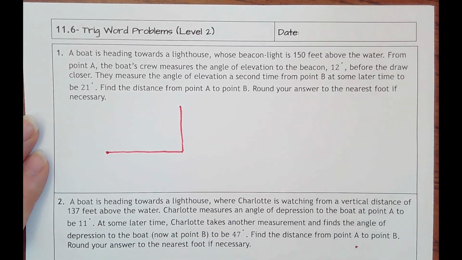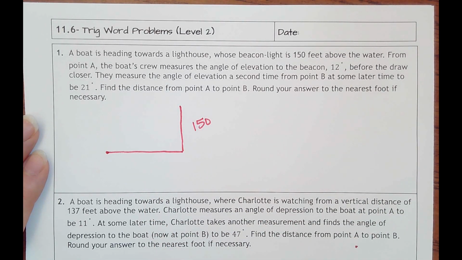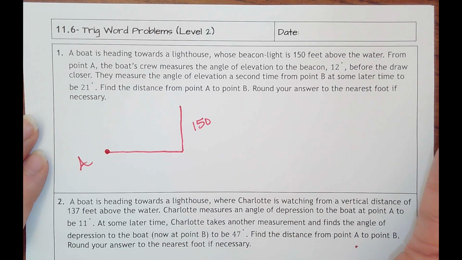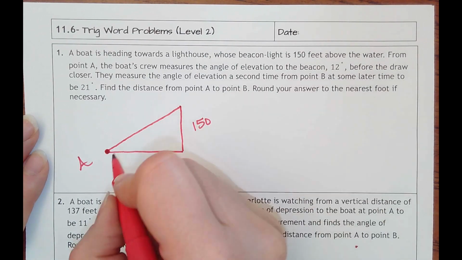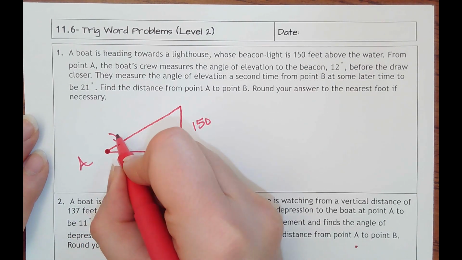The beacon light is 150 feet above the water, so that's our vertical. From point A, so let's call this A, the boat's crew measures the angle of elevation to the beacon, which is just the top of the lighthouse, to be 12 degrees. So where they're at here, they're measuring this to be 12 degrees. I'm just going to put an arrow here.